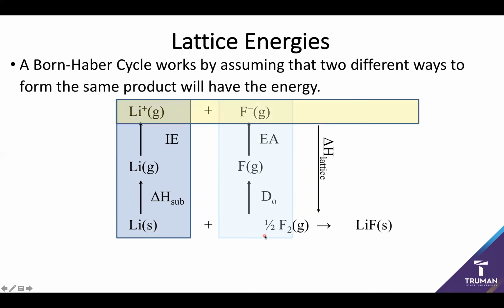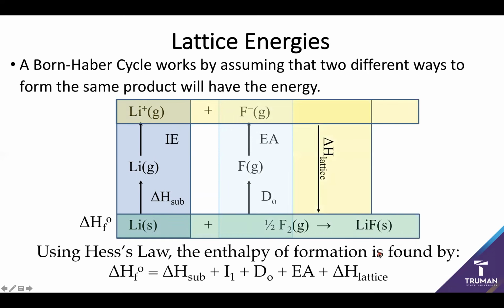But we now need to account for the generation of the product using the formation reaction. You can do this by saying that the formation reaction, going from our elemental species to the product, is the same as adding together the sublimation reaction, the first ionization energy of lithium, the dissociation energy of fluorine, the electron affinity of fluorine, and the lattice enthalpy. Then we can look up all of these energies except the lattice energy in a table, and thus solve for the last one. So this is one way of looking at how Born-Haber cycles and lattice enthalpies work.